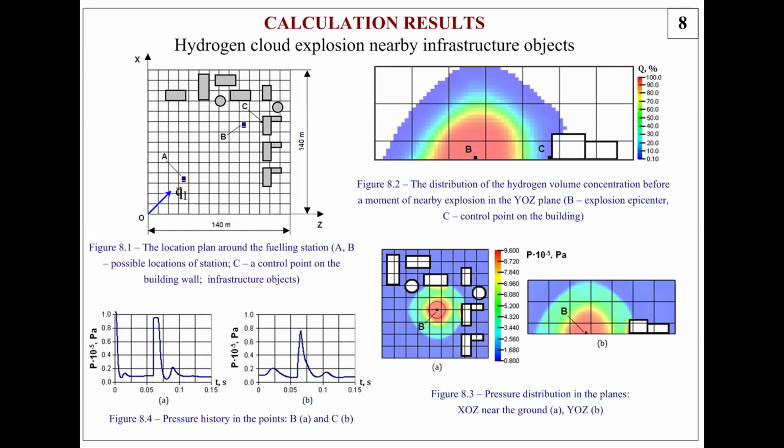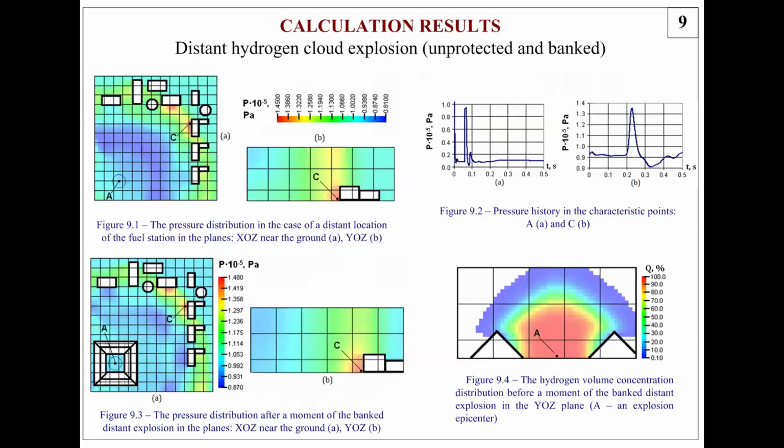Two potential locations of the station were set, points A and B. They differed by the distance from an epicenter of the explosion and surrounding infrastructure buildings. In order to assess the shock pressure wave loads on the environment, the overpressure history at control point C near one of the buildings was collected, and non-stationary pressure and hydrogen concentration fields throughout the industrial territory were analyzed.